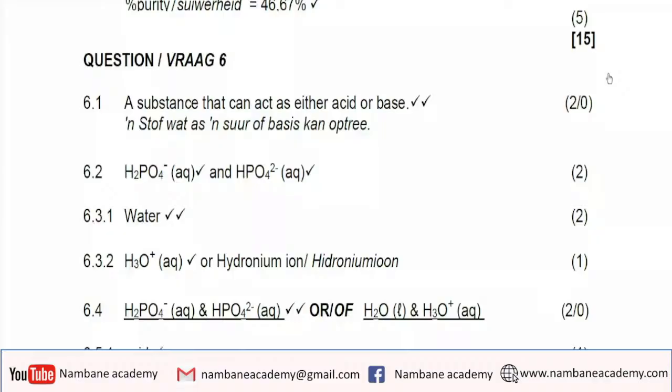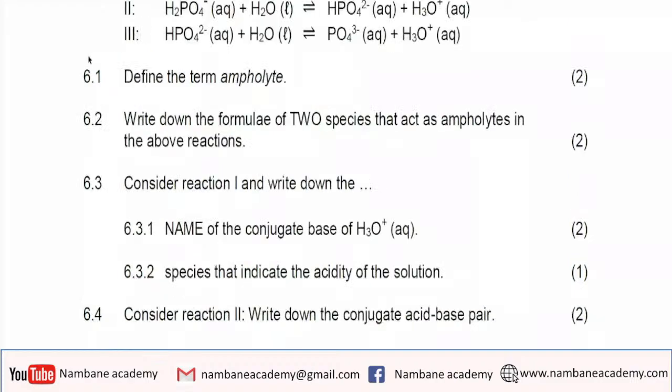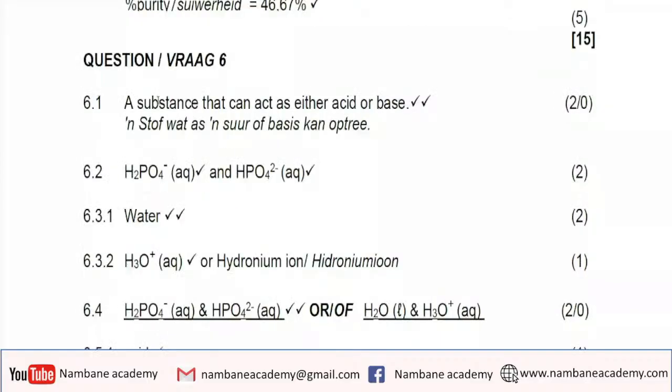Yeah, I just want to ask for 6.4. I know the question says write down the conjugate acid-base pair, but that old method, you remember, where kids would have written the entire equation and indicate with some arrows pairing the conjugate acid-base pairs. Is it fine if we continue with the 2 marks, although they have indicated, not written down?